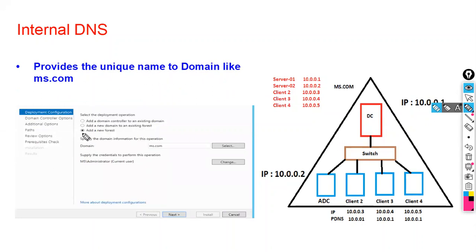If you see here, while configuring the Active Directory, we select this option, add a new forest, then we provide the name here. So this DNS will verify whether this name is unique or not. If it is unique, then it will allow you. If it is not unique, it will not allow you to provide this name.